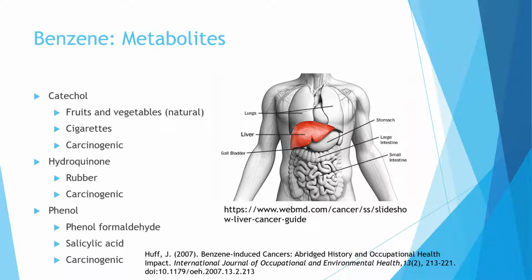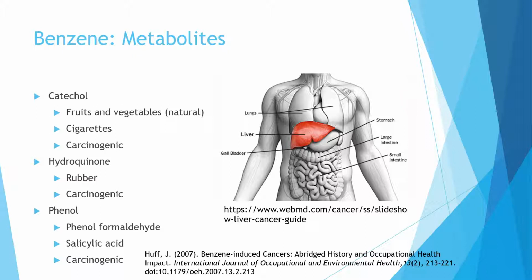Catechol is naturally found in fruits and vegetables. It's also found in cigarettes, and it's incredibly carcinogenic. Some studies have shown that it increases stomach cell growth in mice, among other things. Hydroquinone is also found in rubber, and it's also carcinogenic. It has been shown to cause nephropathy, which is issues with the kidney, and increased kidney growth in rats, as well as some effects on the thyroid in mice.